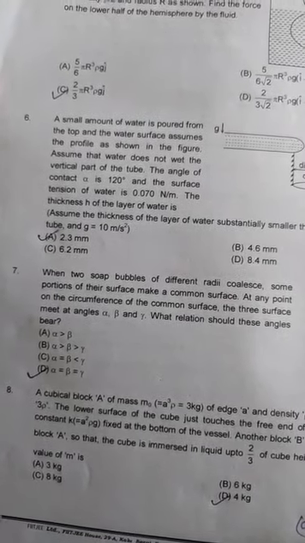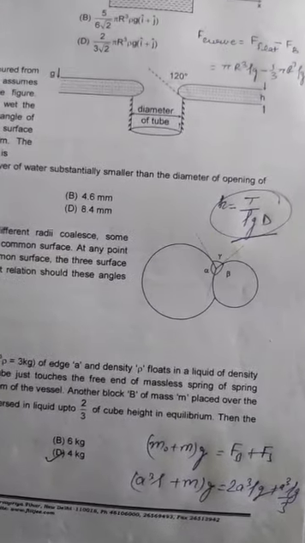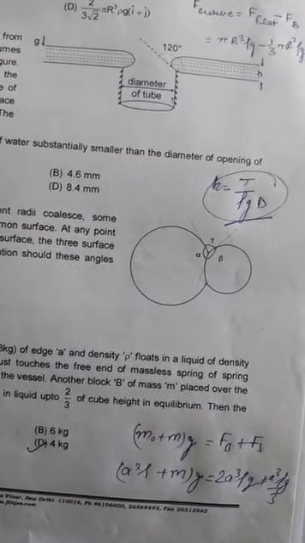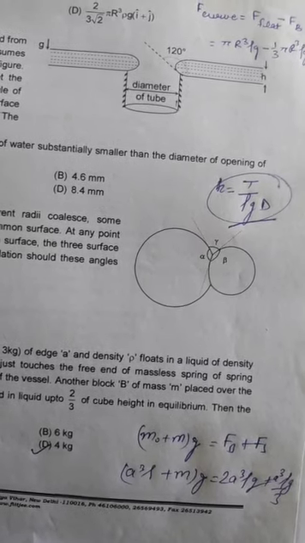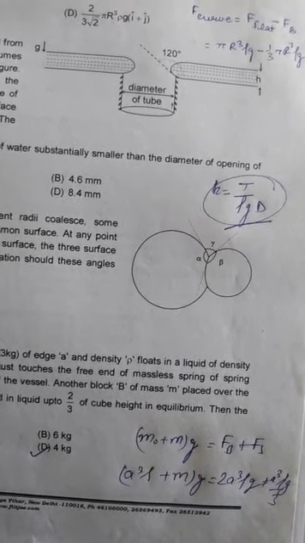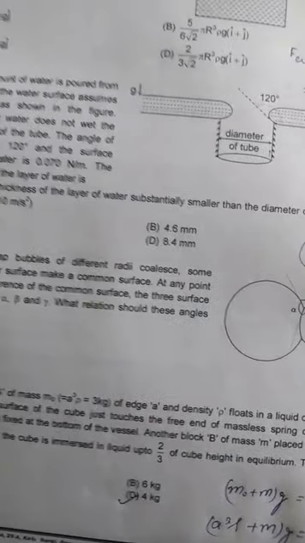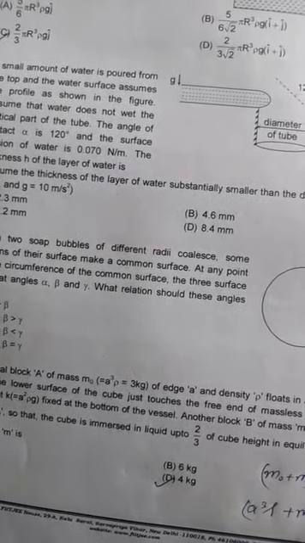Now, this is question number 8, a cubical block question. Here we have to put just the equation: m0 + mg = buoyancy force + fs. So here after substituting the values we will get the 4 kg required.